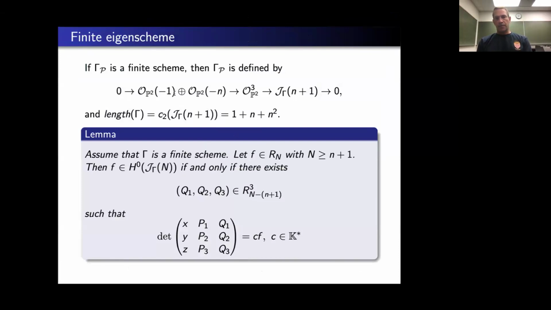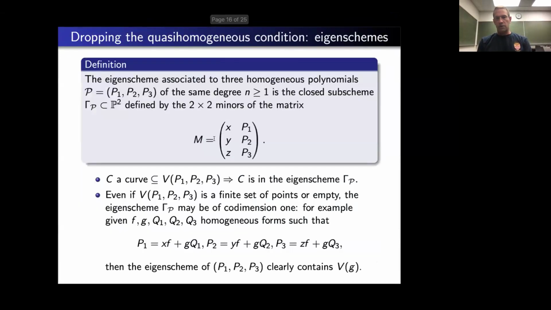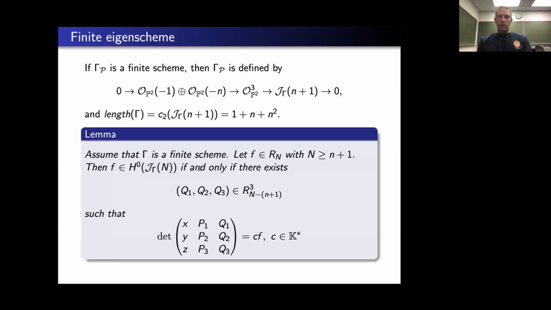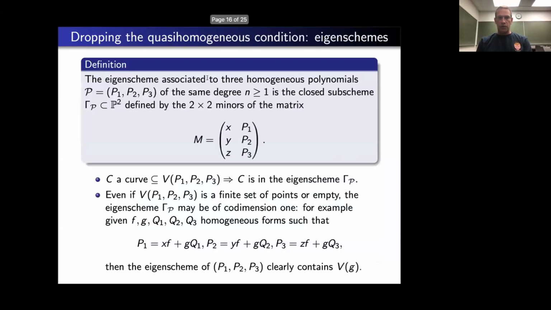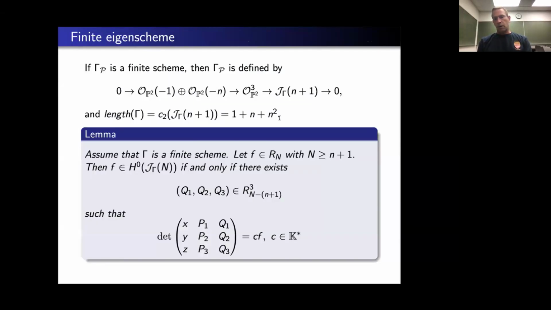So let's look at eigenschemes a little more. The first thing is this is an easy exercise: if the eigenscheme is actually finite, so when we say finite, we mean 0-dimensional, then the ideal sheaf of the eigenscheme is defined by exactly that, the syzygies of the eigenscheme are exactly given by this matrix. And the length is the second Chern class. Let's ignore that second Chern class. It's given as a number where, remember, n was the degree of the defining polynomial, so these P1, P2, P3 were degree n. And so when we do have a 0 scheme, the degree of that 0 scheme is given this way.